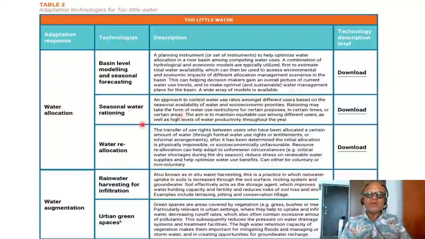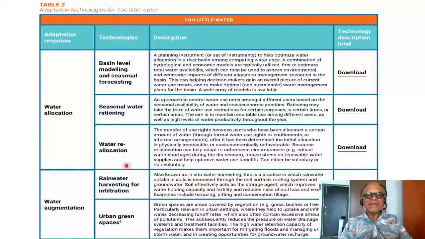Seasonal water rationing, an approach to control water use rates among different users based on the seasonal availability of water and socioeconomic priorities. Rationing may take the form of water use restrictions for certain purposes in certain times or certain areas. The aim is to maintain equitable use among different users as well as high levels of water productivity throughout the year. So this is very common in the US. When droughts come, there are advisories or even regulations made not to water lawns, for example.